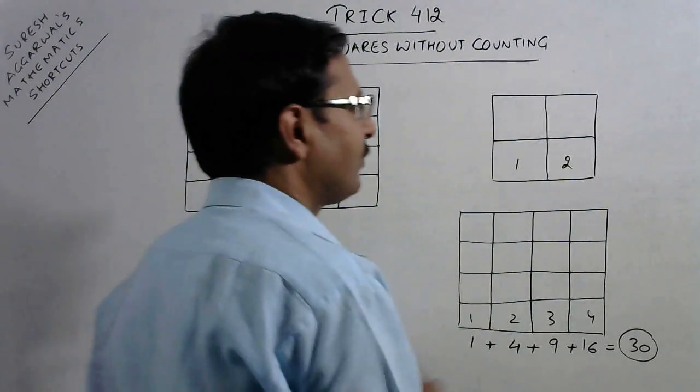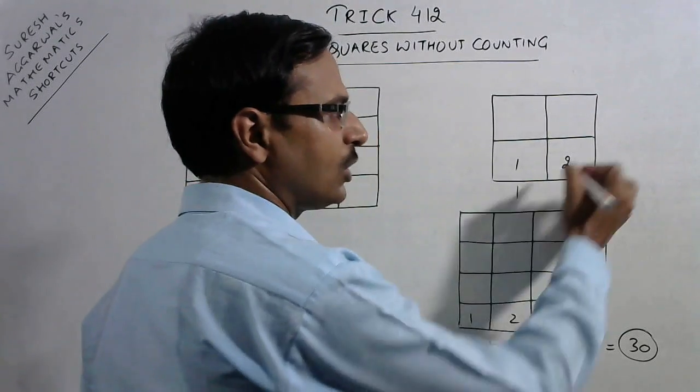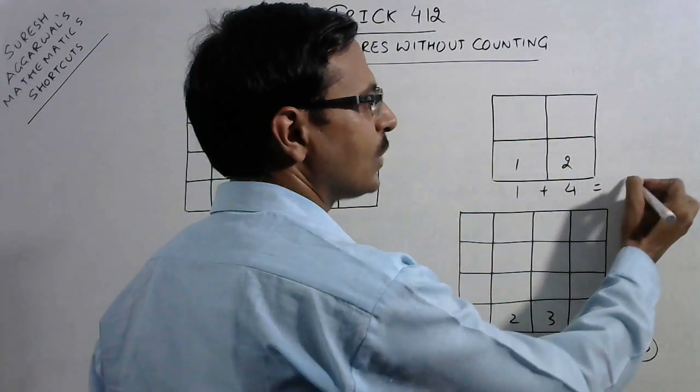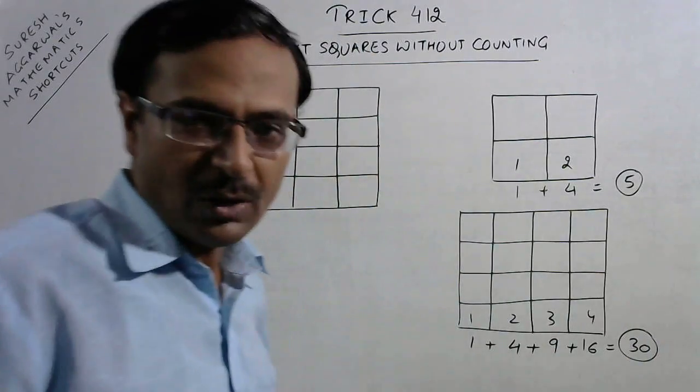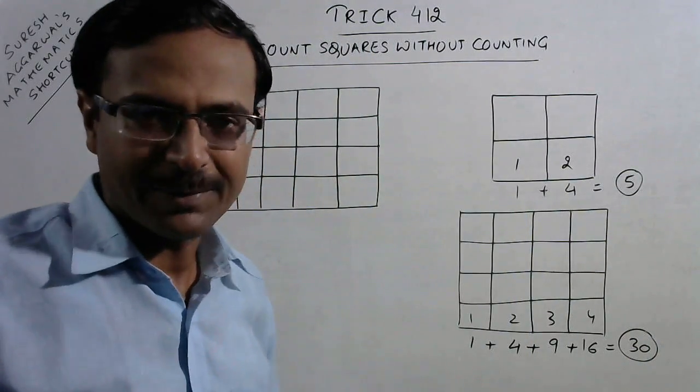Likewise, now you can solve this very easily. 1 square is 1, 2 square is 4. So the total number of squares in this figure is 5. Very obvious, 1, 2, 3, 4, and the larger square, that is the fifth square.